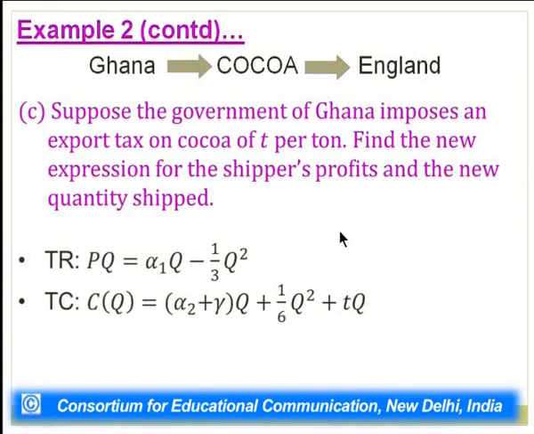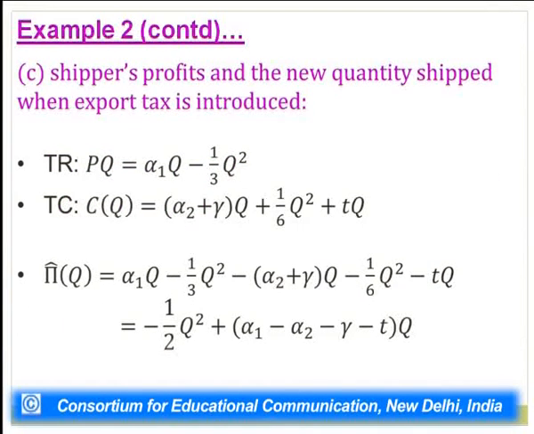And the question now asks you, find the new expression for the shipper's profits and the new quantity shipped. So now the shipper's profits would be given by, again total revenue expression is still the same, which is alpha 1 times Q minus 1/3 Q square. But now when you subtract total cost, you'll have this extra term in the end, which you can see here, it is minus T times Q, which you'll also have to subtract off, and that basically represents the total amount paid as the export tax.